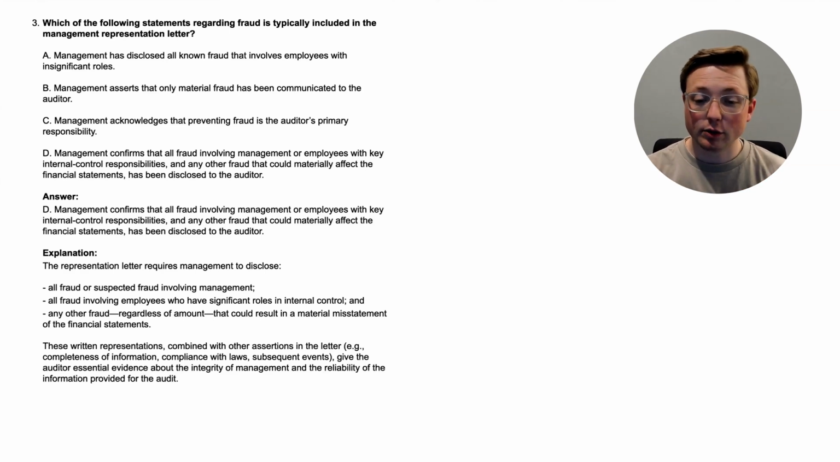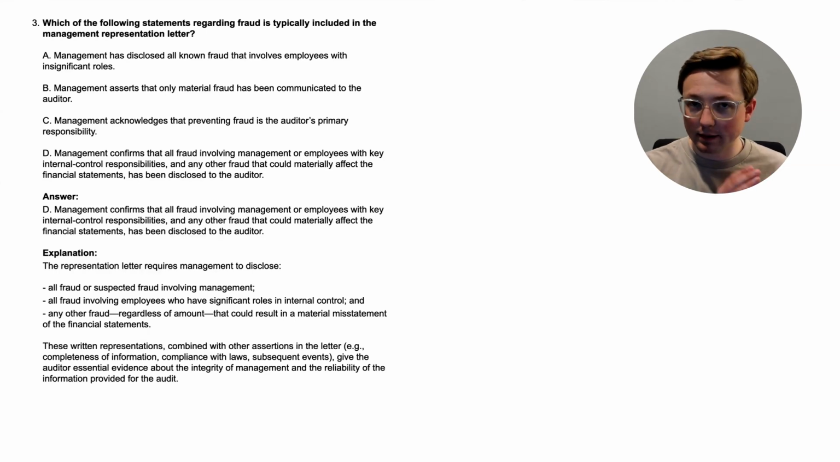The representation letter requires management to disclose the following. First, all fraud or suspected fraud involving management, all fraud involving employees who have significant roles in internal control, and any other fraud, regardless of amount, that could result in a material misstatement of the financial statements. These written representations, combined with other assertions in the letter, such as completeness of information, compliance with laws, subsequent events, give the auditor essential evidence about the integrity of management and the reliability of the information provided for the audit.